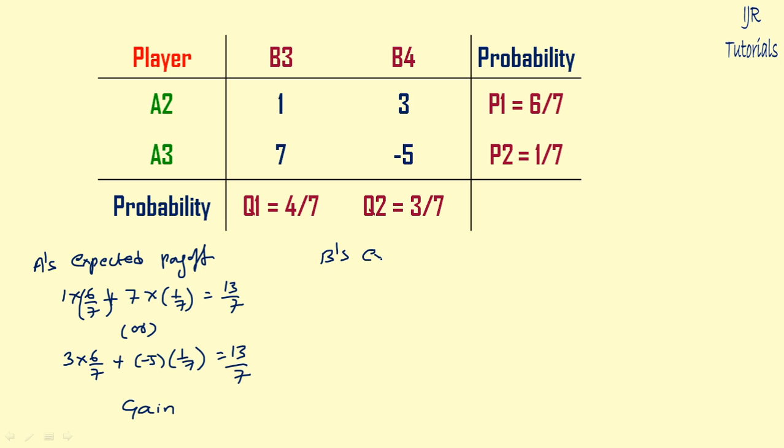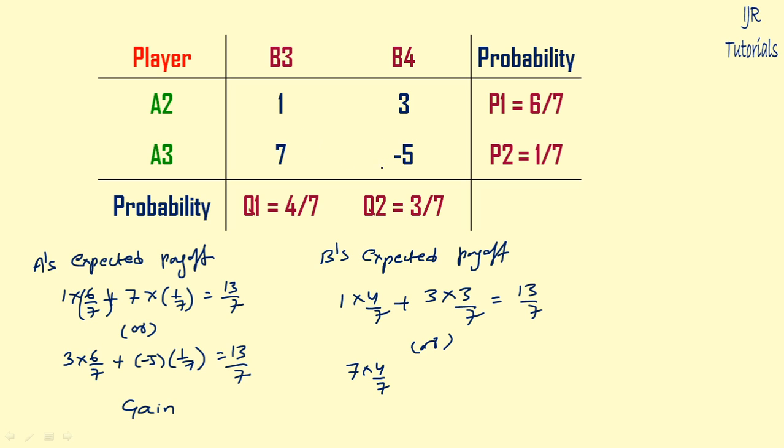Next, B's expected payoff we need to calculate. Same logic here: 1 into 4 by 7 plus 3 into 3 by 7, which is equal to 13 by 7. Or you can calculate another way: 7 into 4 by 7 plus -5 into 3 by 7, which is equal to 13 by 7. So B's expected payoff is a positive number, which means it is a loss. So A has a gain and B has a loss. The value of the game for this problem is 13 by 7.